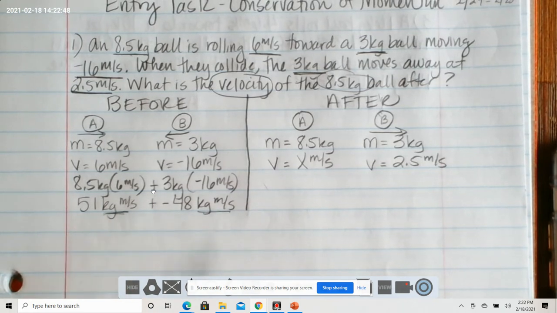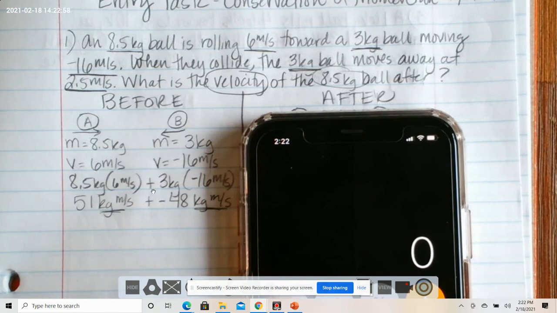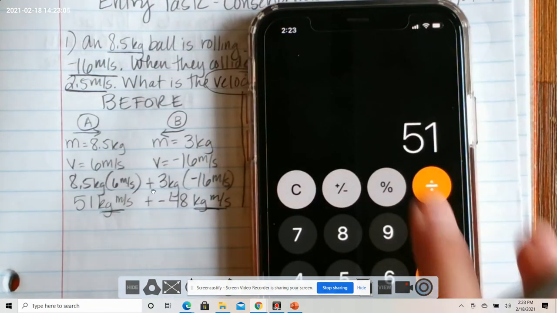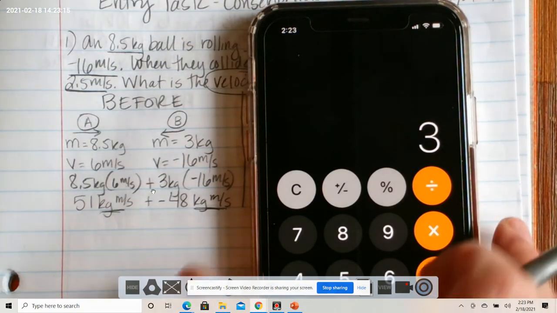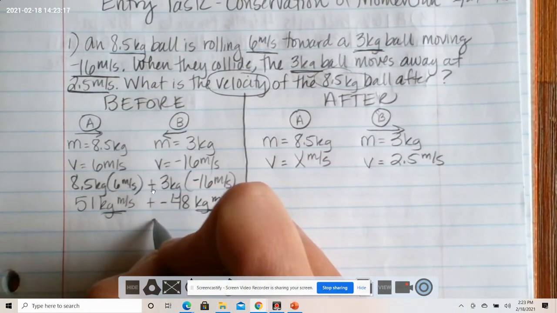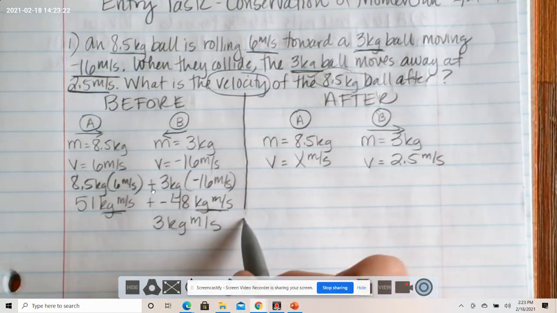Now, if they didn't have like terms, you can't add them together. Got to remember that, okay? So they do have like terms, so I can add them. Now I have to remember that there is that negative, so I want to make sure I get it correct. You could probably do it in your head, but I want to make sure everyone gets it correct. So you're going to go 51 plus negative 48, and it's going to give you 3. So remember, the momentum kind of cancels each other out because of direction. So we have 3 kilograms meters per second as our total momentum before the collision.